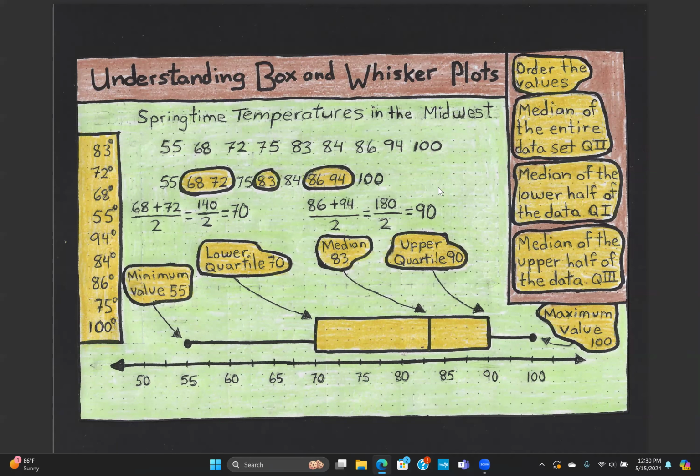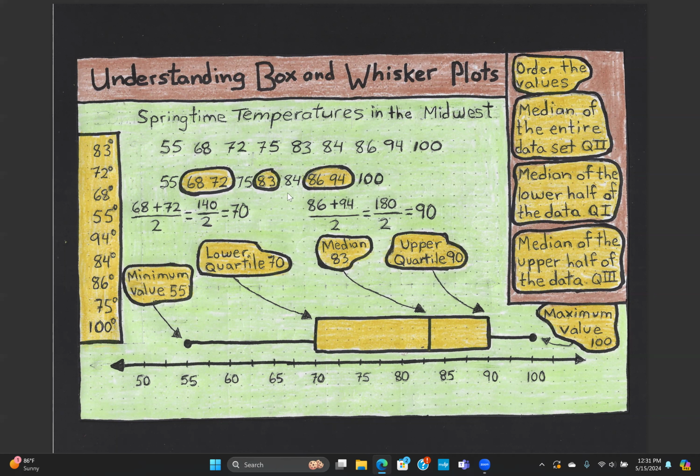Anchor charts are a great way to help you understand a given concept because the information is right there. And with that in mind, we're going to study box and whisker plots. A box and whisker plot is one of the ways in which data can be organized. And so let's take a look at springtime temperatures in the Midwest. Sometimes springtime temperatures can jump around because the weather jumps around, right?